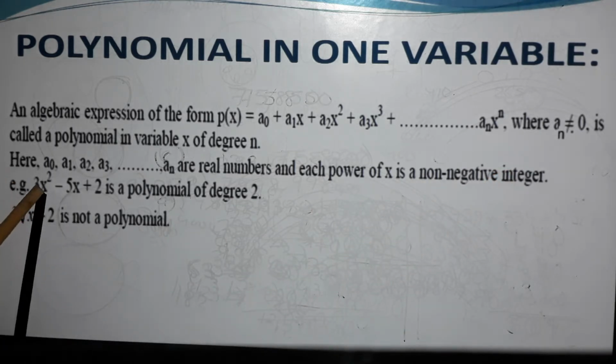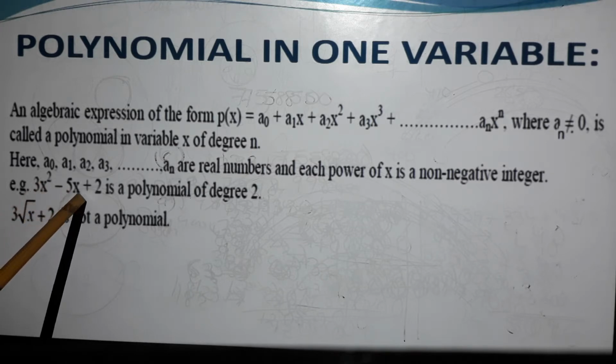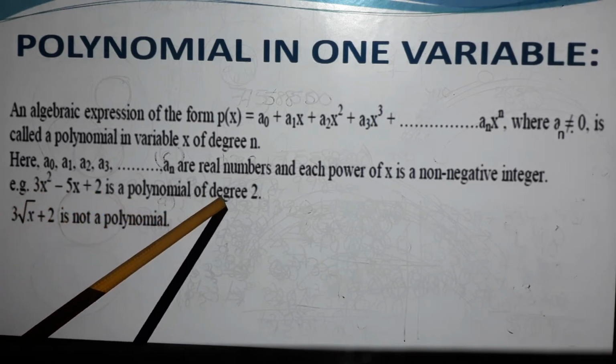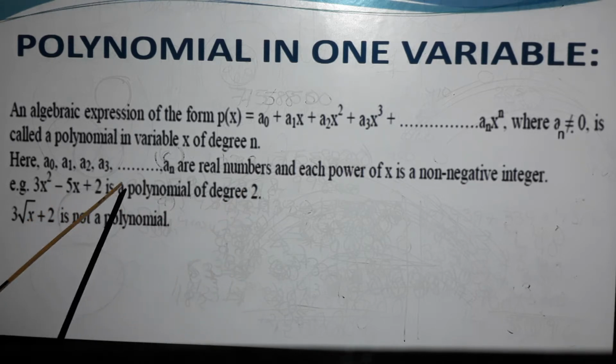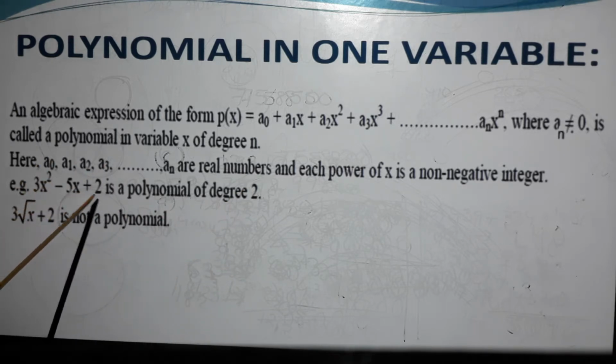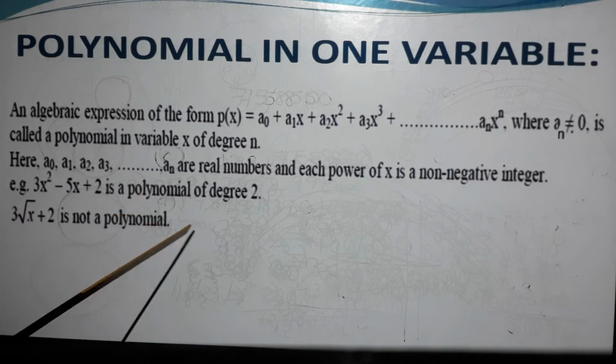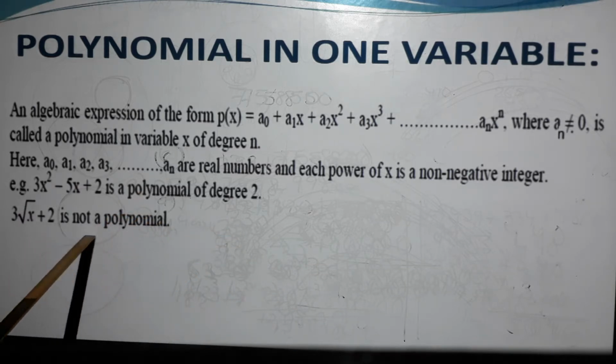Example, 3x squared minus 5x plus 2 is a polynomial of degree 2. Why? Because the highest power of x is 2. That is why we call this polynomial of degree 2. But this is not a polynomial. Why? Let us see in detail.